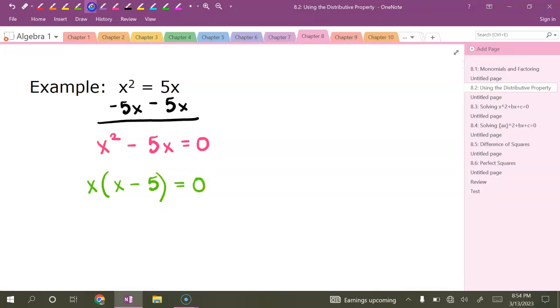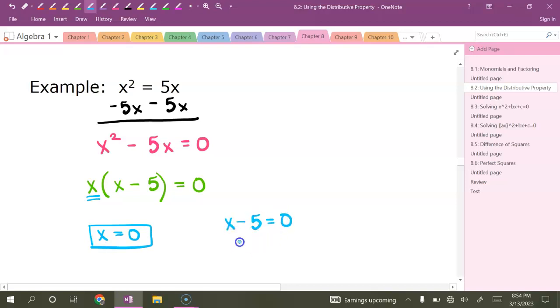Now what I'm going to do is set both of these pieces equal to that 0 to solve it. Now the first thing is to set this x equal to 0, which is just going to be one of your answers because that just says x equals 0. So there's one solution. And then for the other one, you're going to set that x minus 5 equal to 0. And then you're going to add 5 over, and that's going to leave you with x equals positive 5 for your other solution.